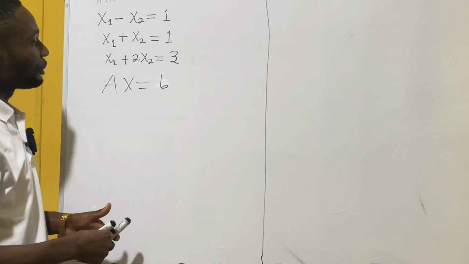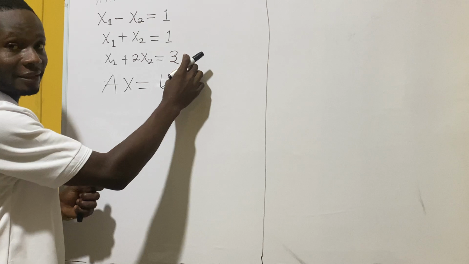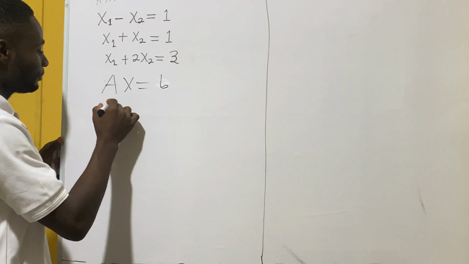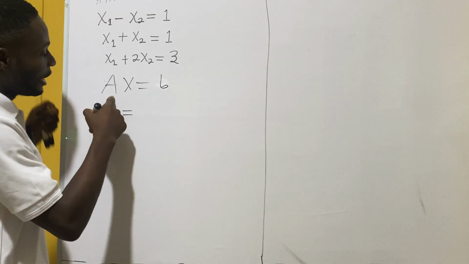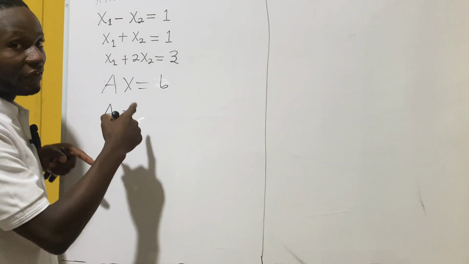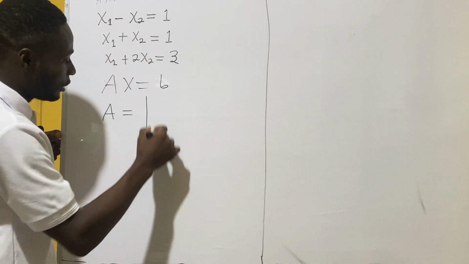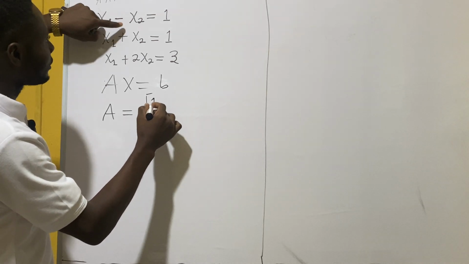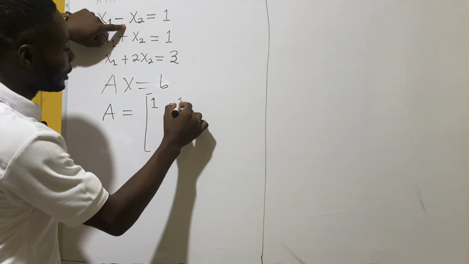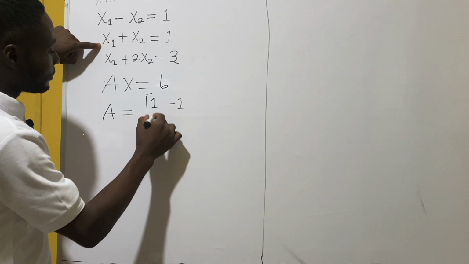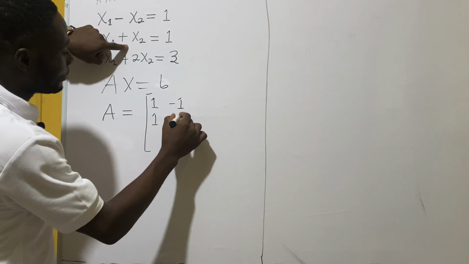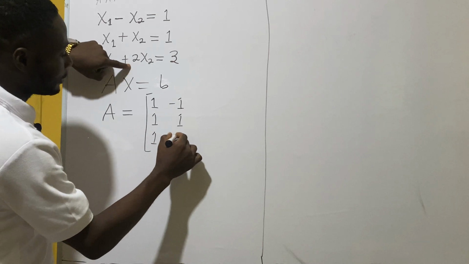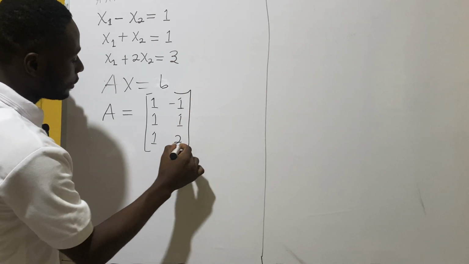So from here, we have to rewrite these three systems of equations in this form, where our A here is the coefficient of the variables, right? So the first coefficient here is 1. The 1 here is -1. This is +1. This is +1. This is +1, and this is +2, right?